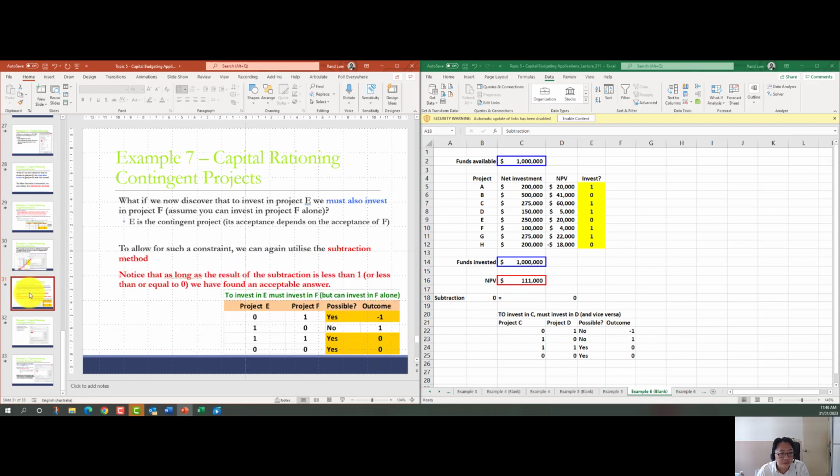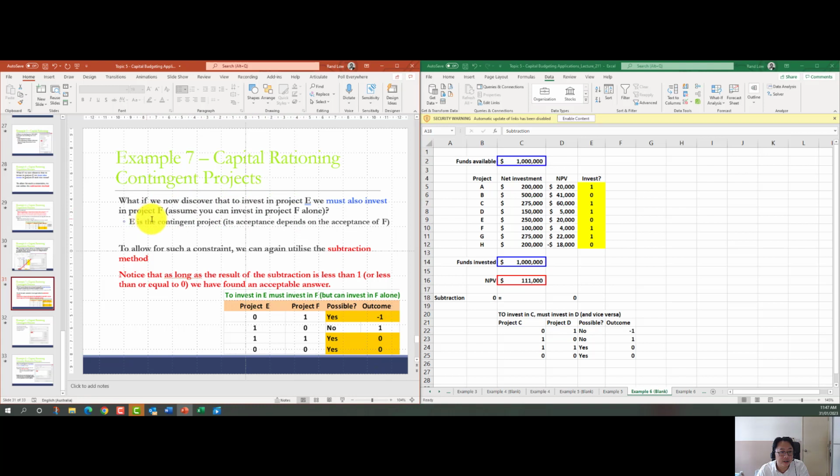Now if we look at example 7, how about capital rationing for contingent projects? What if we discover that to invest in a project, we must also invest in project F, assuming that you can only invest in project F alone?